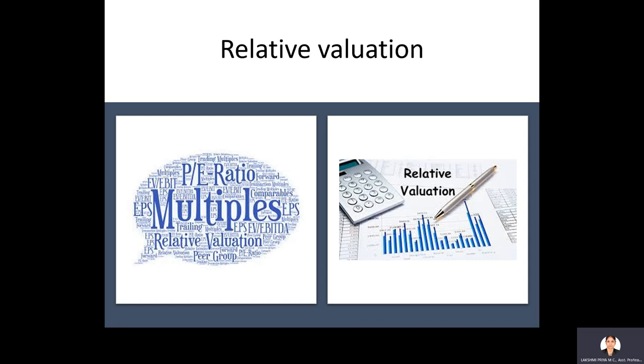EV to free cash flow to the firm multiple is defined as enterprise value to free cash flow to the firm, and from the fundamental point of view, EV to free cash flow to the firm is given by 1 by (WACC minus G). And EV to book value multiple is defined as enterprise value to book value of assets, and from the fundamental point of view, EV to book value is given by (ROIC minus G) by (WACC minus G).